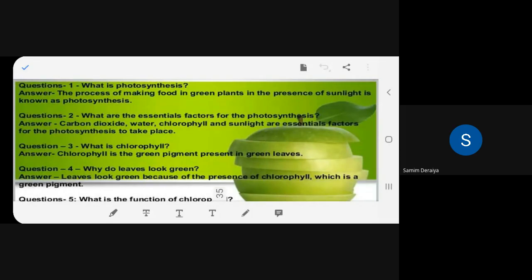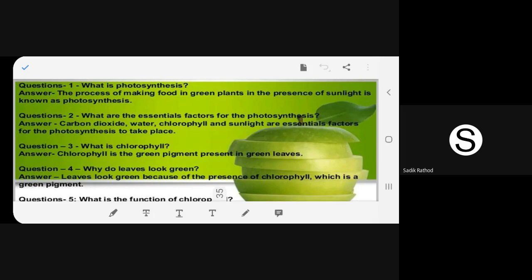Okay. Question number 1. What is photosynthesis? Beta, let her answer. Ma'am, my turn has not come. Ma'am, can I read? My turn has not come. Please don't shout like that. Please don't. Okay? Yes. What is photosynthesis? Okay.